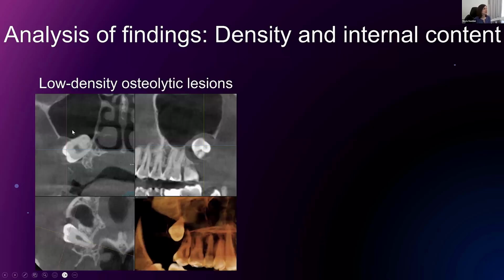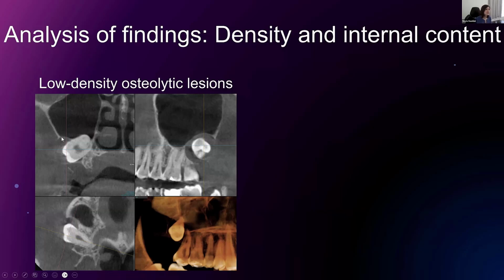So this case has a low density osteolytic lesion, pericoronal to number 1. Here we have coronal, sagittal, axial, and 3D rendering views of a pericoronal homogeneously low density lesion on number 1. And this is actually myself. This was biopsied as an odontogenic keratocyst.